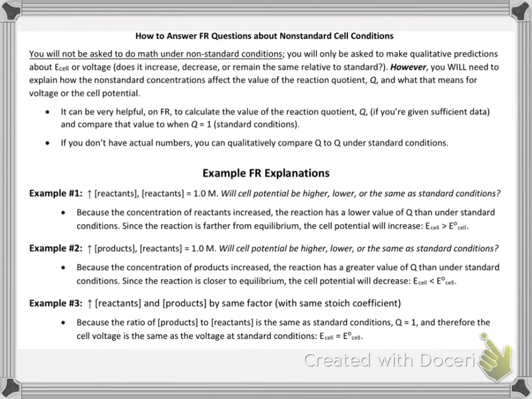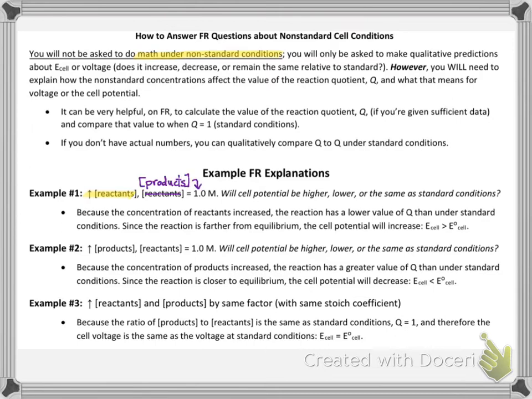Okay, since you are not asked to do math for problems like this under non-standard conditions, you're only asked to make qualitative predictions, but honestly, sometimes that can be kind of annoying for the free response. So I wanted to go ahead and give you some example free response explanations you could refer back to for a couple of different considerations. First would be increasing reactants. Oops. That's supposed to be concentration of products.